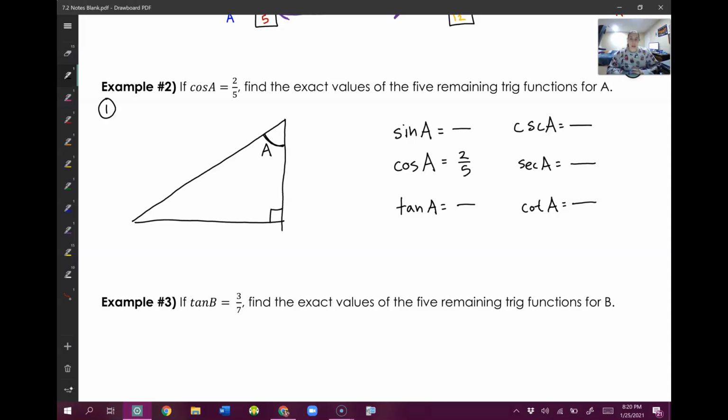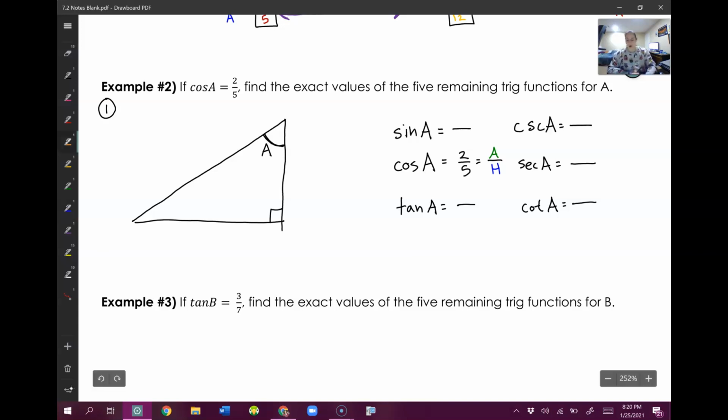Now, next step of working backwards. I know that cosine, SOHCAHTOA, is going to be adjacent over hypotenuse. So if I label these sides on my triangle, then I can say the adjacent side is 2 and the hypotenuse is 5. So let's do that.